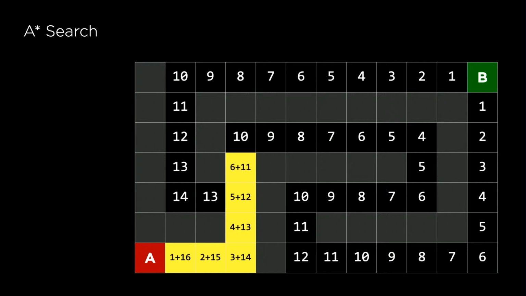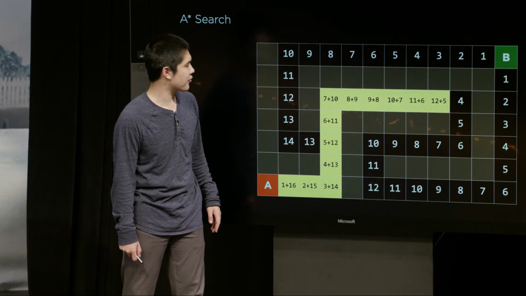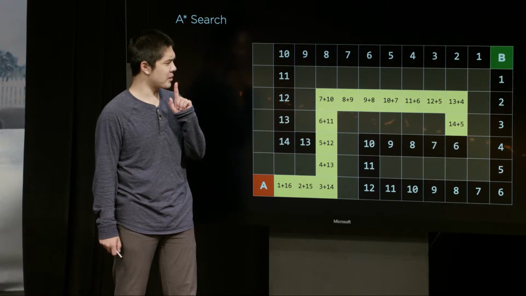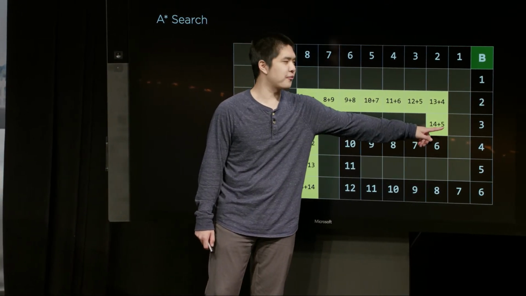So for now, it doesn't seem like we've done any better. We haven't found the optimal solution just yet. But notice what will happen. Eventually, if we follow this path for long enough, we'll end up at a point where we've made 14 steps, and we're estimated to be 5 away from the goal.